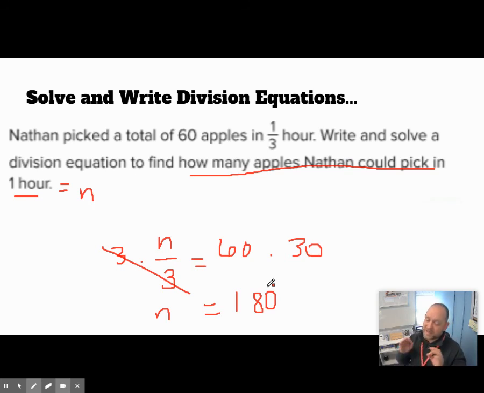So I think the best thing you can do, as long as you've got the math chops for it, is to start using multiplication, which is the inverse of division, to get your variable by itself, balance the equation, and there you go. Again, to check your answer, just take your total answer and divide it by what you were multiplying by in the first place. So if you take 180 divided by 3, I will get my 60 again.